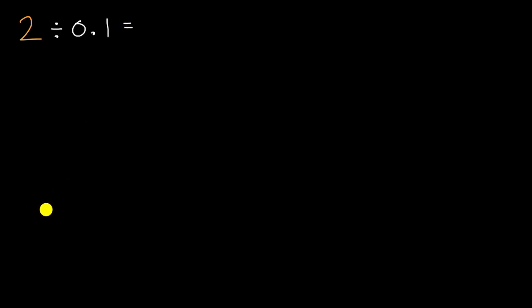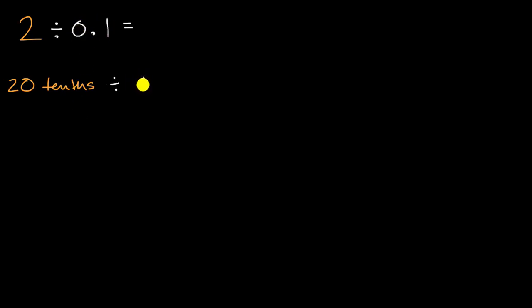There's a couple of ways that we can approach it. One way is to think about everything in terms of tenths. So 2 wholes is how many tenths? Well, a whole is equal to 10 tenths, so 2 wholes is equal to 20 tenths. So I could rewrite the 2 as 20 tenths, and so that's going to be 20 tenths divided by, instead of writing 0.1, we know this is the same thing as 1/10.